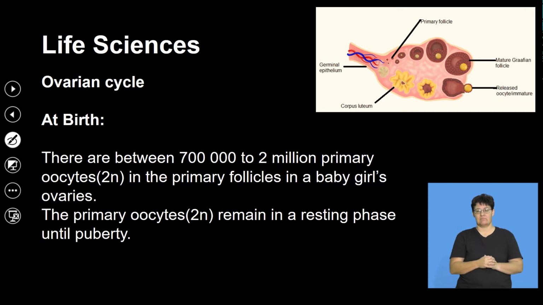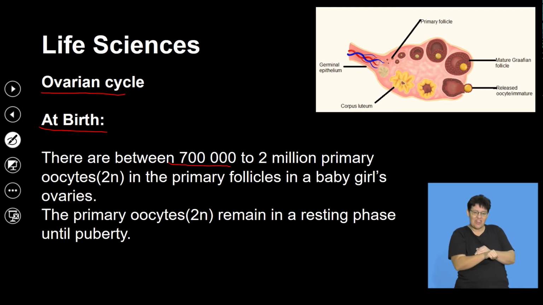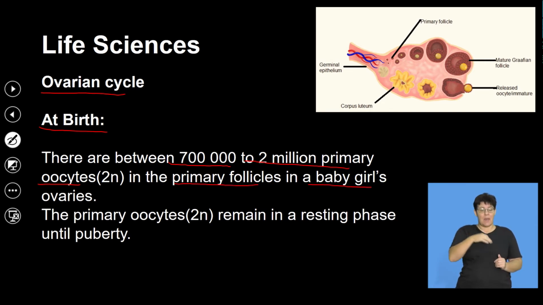What's important to recognize is that the events in the ovary start at the birth of a female baby. At birth, there are around 700,000 to 2 million primary oocytes. And these are cells that are in the ovary of the developing fetus. The primary follicles in a baby girl will then undergo further development as the baby matures into a young girl. The primary oocytes remain in a resting phase up until puberty.